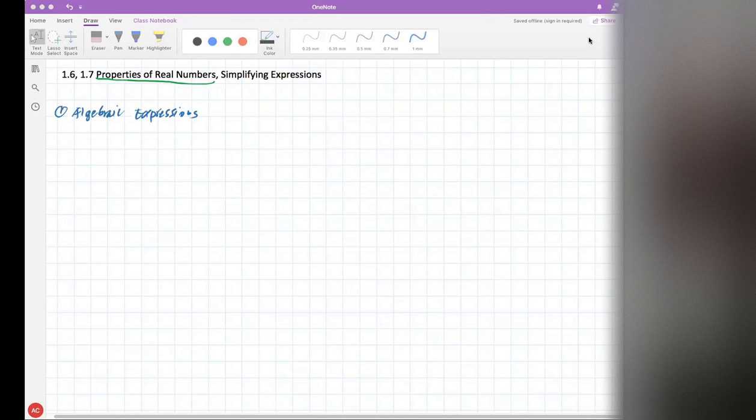Did we mention the algebraic expressions previously, the X and Y's? Oh, I think we did. Yes, we did the evaluation and everything. All right, so we already know what expressions are. Let's see how to simplify them today, using the properties.